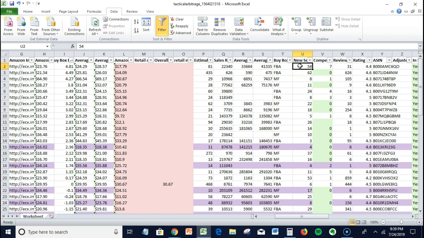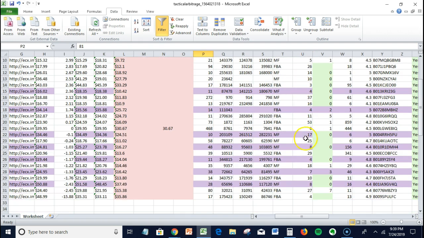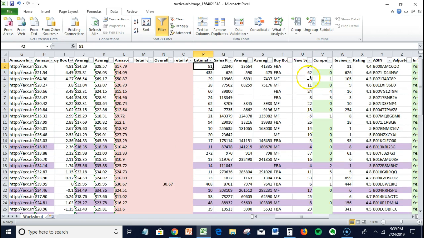So this is the number of sellers, 54 sellers on some of these. Obviously the prices are, this one, there's a lot of sellers here. It doesn't necessarily mean it's not a good product to sell, but that's a lot of sellers there. So what you're going to find is, the ones that have a lot of sellers are probably the ones that have lower margins.